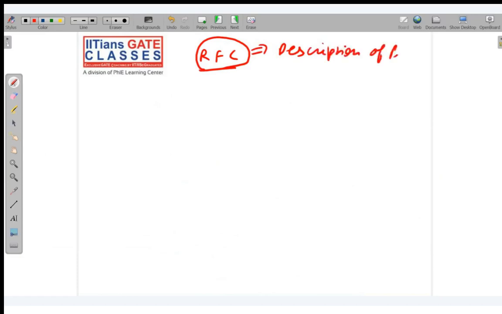Description of the protocol. Whatever protocol you are studying in networking, that detailed description is given in RFC. You can say your entire computer network subject is documented in RFCs only. If you want deep knowledge of any protocol, you will refer to the RFC. You just simply type in Google RFC for, say, stop and wait.